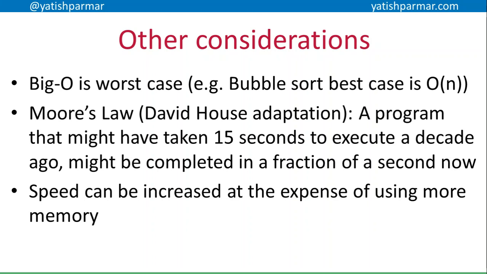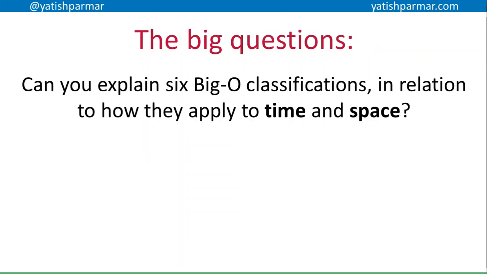Thirdly, speed can often be increased at the expense of using more memory in a computer system. So you should be able to explain 6 big O classifications in relation to how they apply to time and space. You should be able to look at an algorithm and decide which one it falls into and what the impact on the execution of the algorithm is going to be.